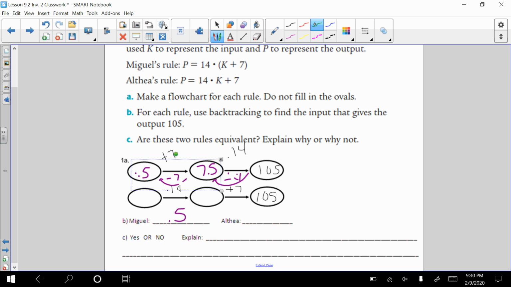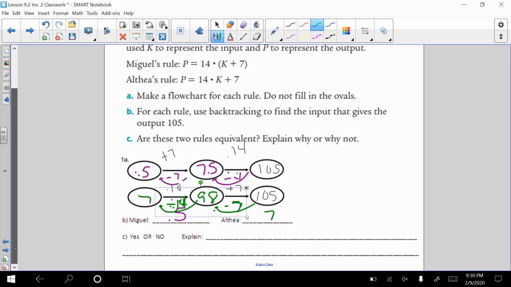Now for Athena, the opposite of add 7 would be subtract 7. That would get me to 98. And then I would divide that by 14. I would get 7. So Athena's answer would be 7.